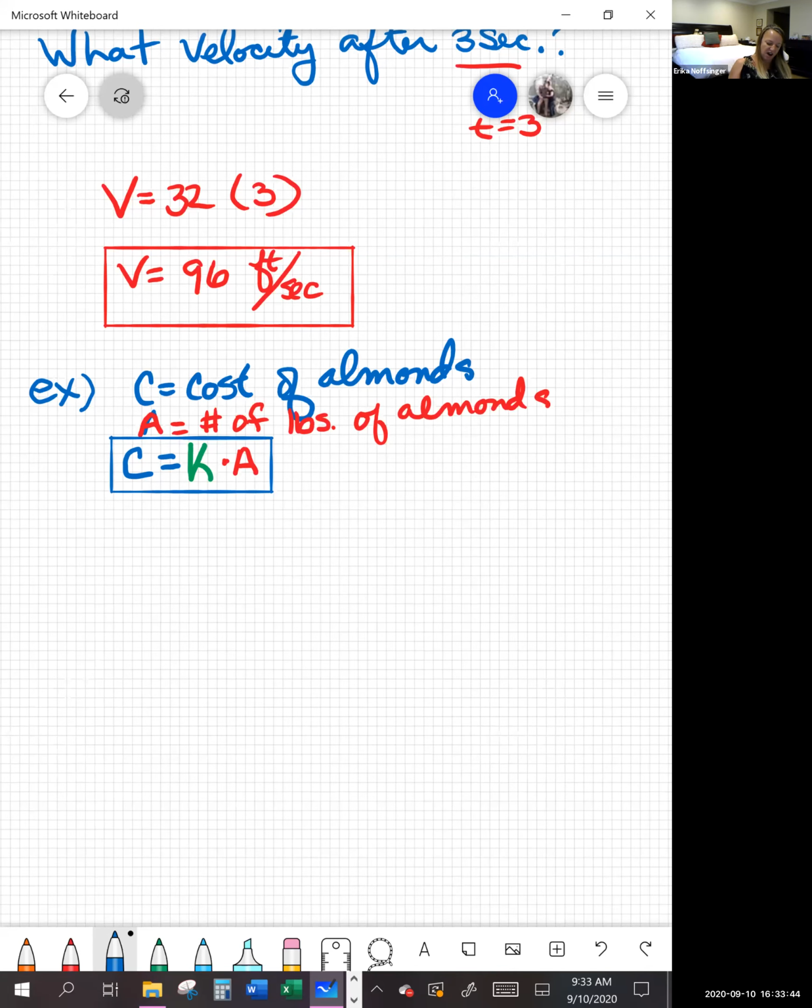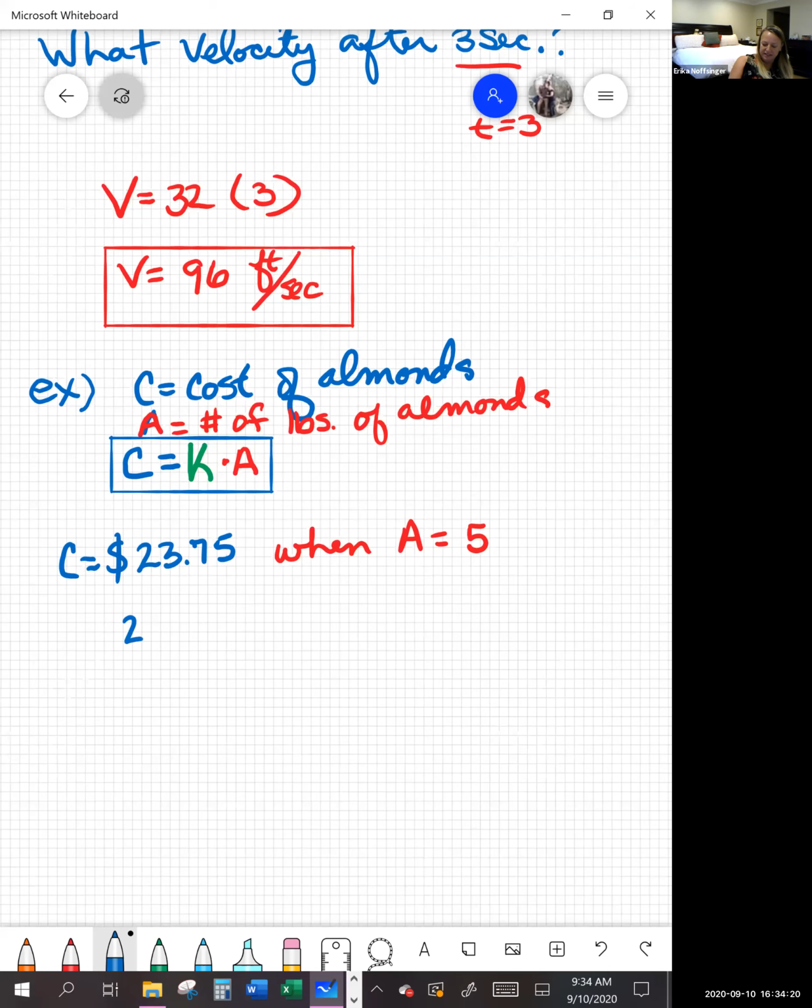So it tells us the cost is 23.75. So C is equal to 23.75 when the number of pounds of roasted almonds is, A equals, I don't know if I said 8, but it is 5. It's 5. So plug it in to figure out what K is.